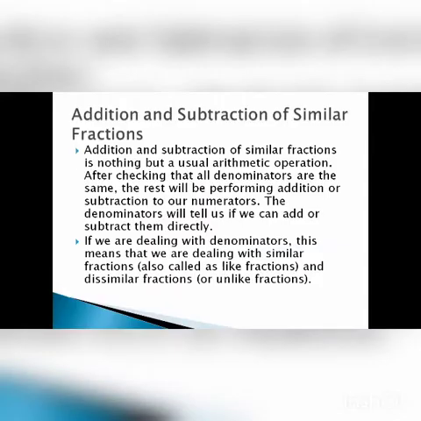Addition and subtraction of similar fractions or like fractions. Addition and subtraction of like fractions is nothing but a usual arithmetic operation. After checking that all the denominators are the same, the rest is performing addition or subtraction on our numerators. The denominators will tell us if we can add or subtract them directly. This means that we are dealing with similar fractions or like fractions, and dissimilar fractions or unlike fractions.